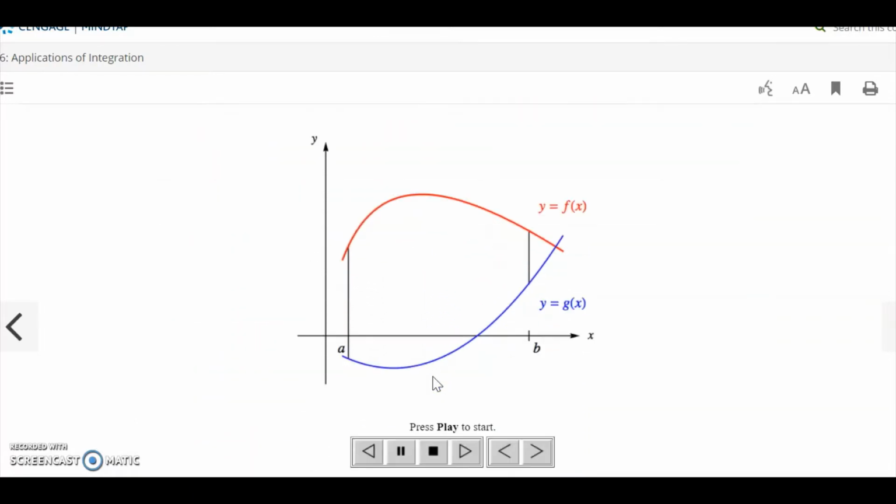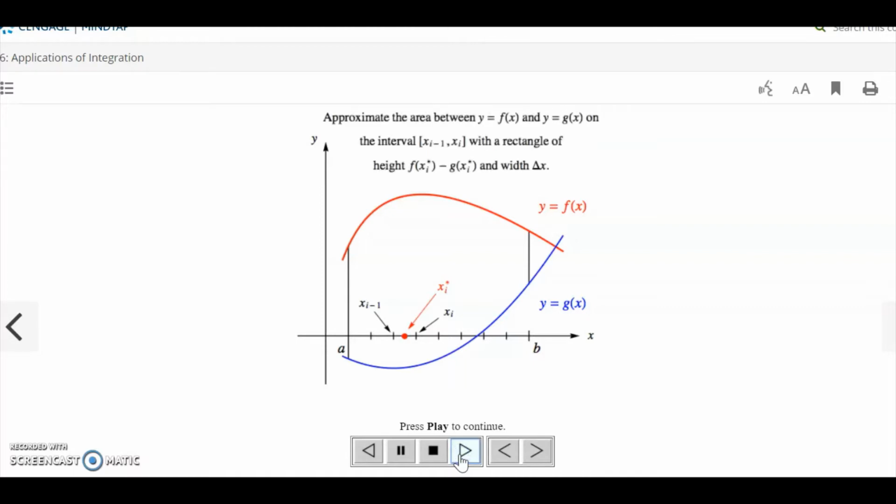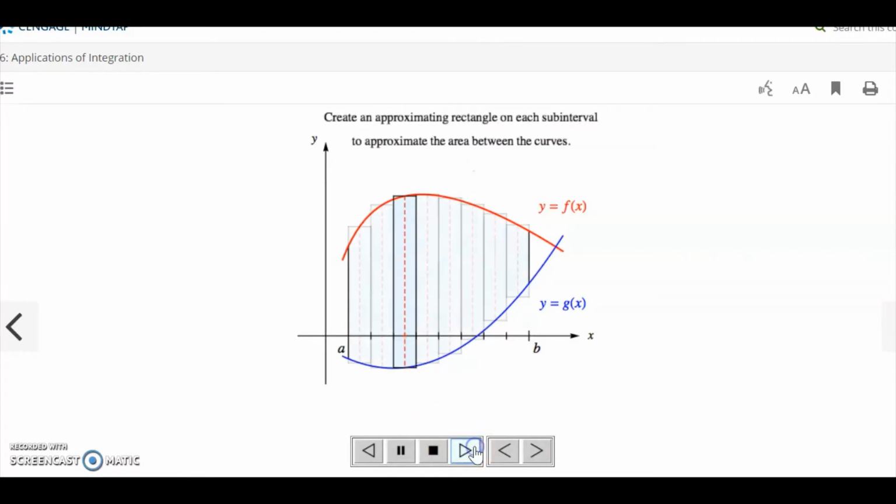So continuing on, they give a nice animation to show. So first it says divide the interval a to b into n subintervals of equal width delta x. Continuing on, so we're picking a point xi, making our rectangles. The width of each of the rectangles is delta x, and you can use that to approximate the region in between.